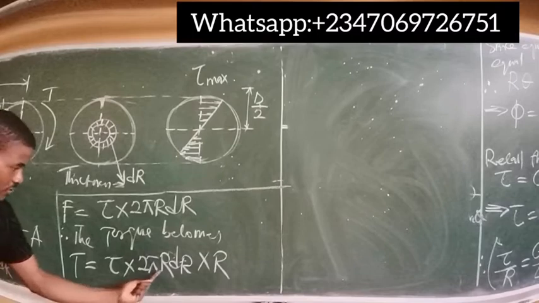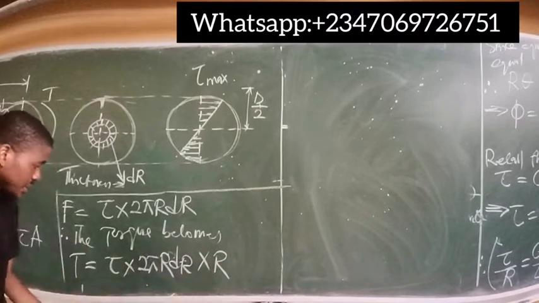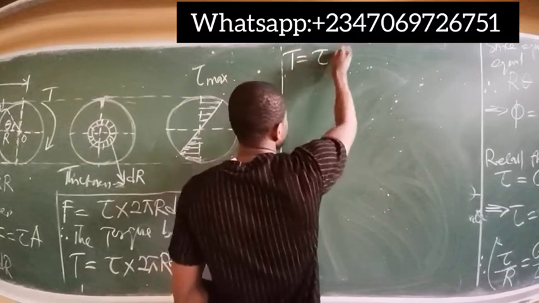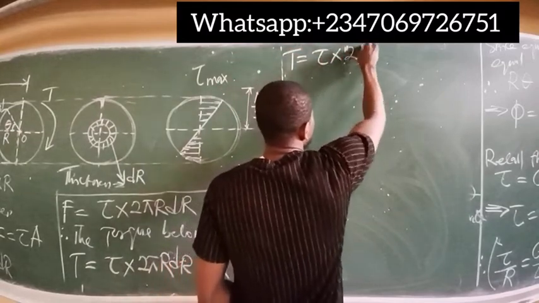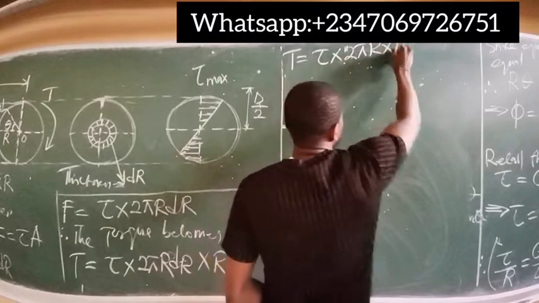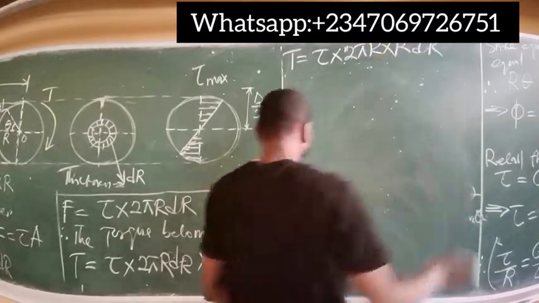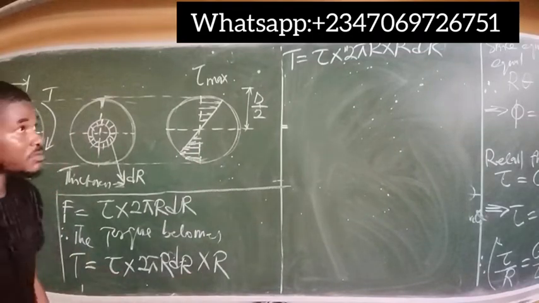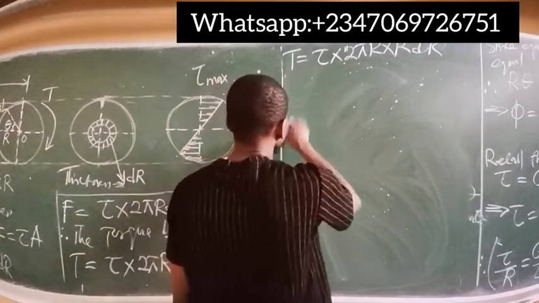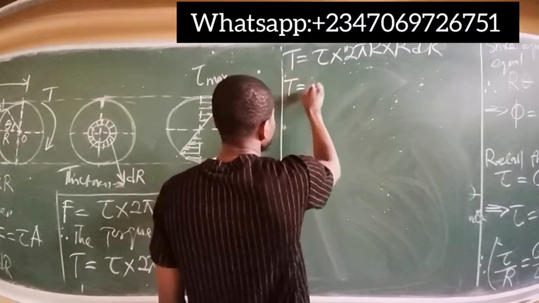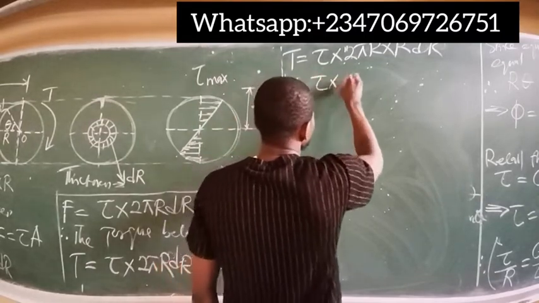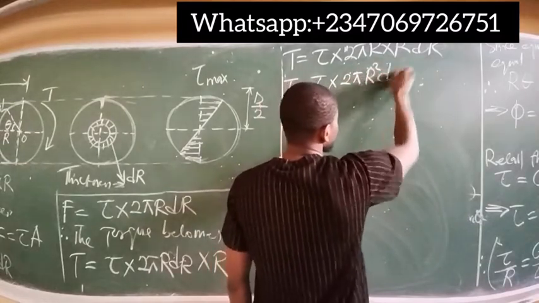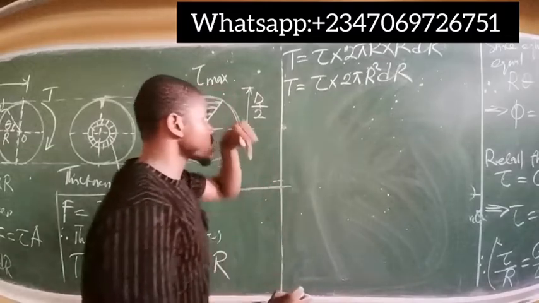Of course, we'll have r here, we'll have r here. Let's bring them together. The torque becomes shear stress times 2 pi r times r dr. I have radius here, I have radius here. Let's multiply them together. So torque is equal to shear stress times 2 pi, r times r gives me r squared dr. So keep this equation aside.